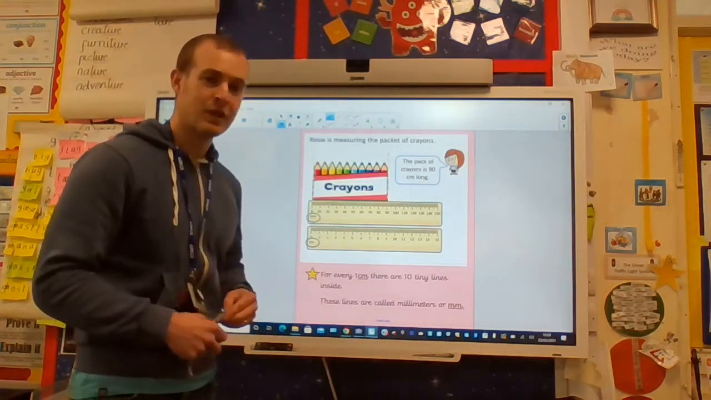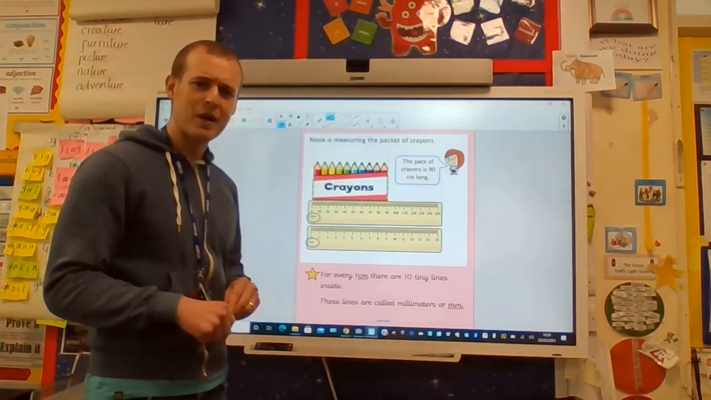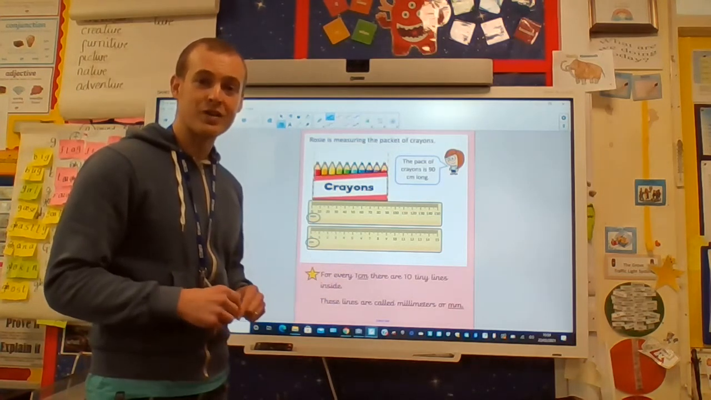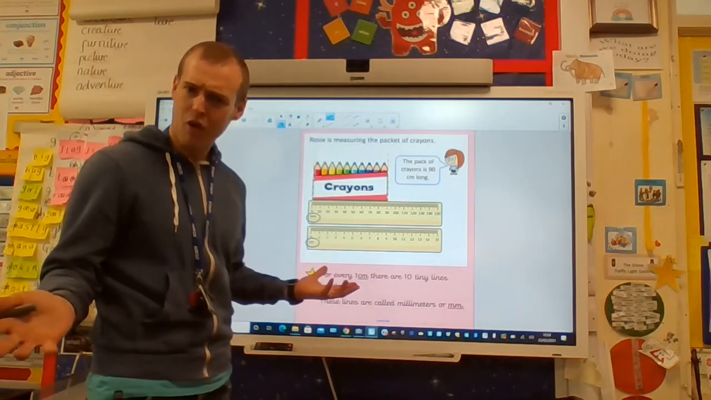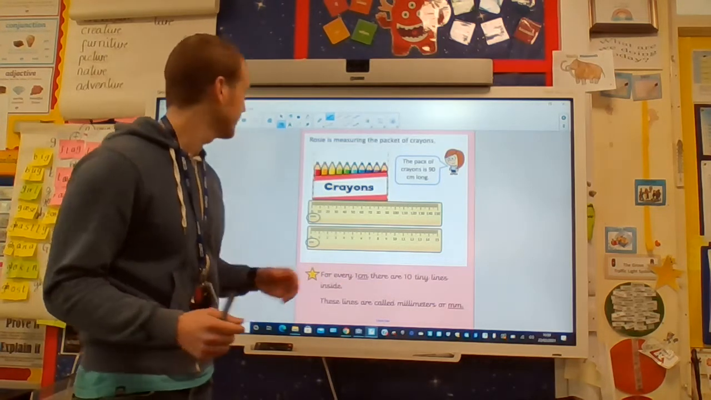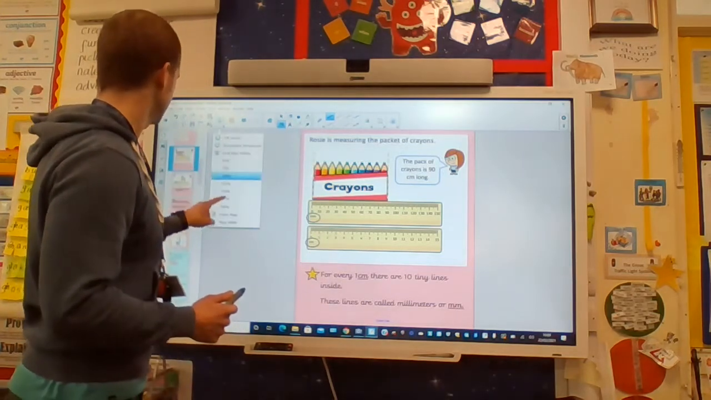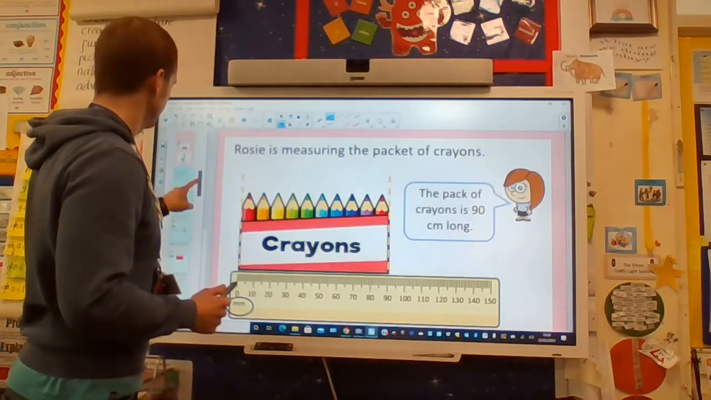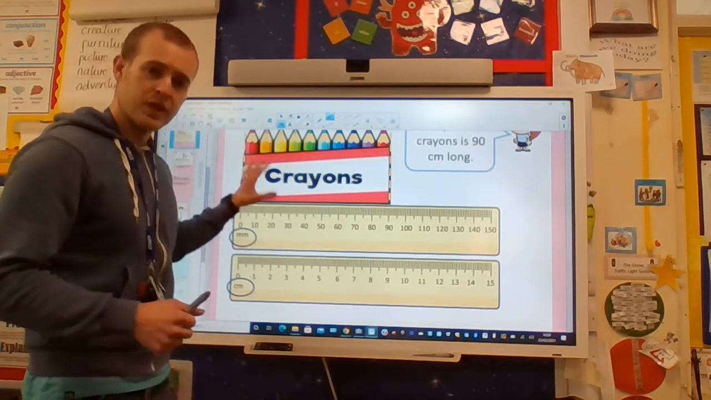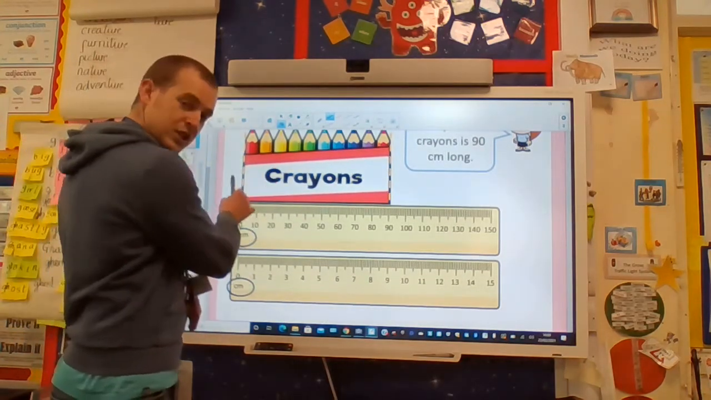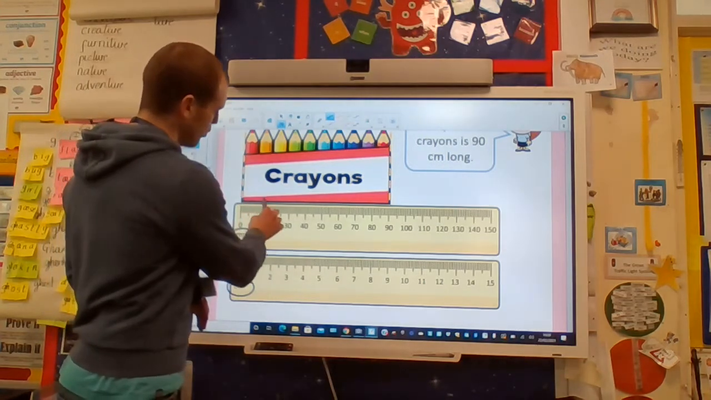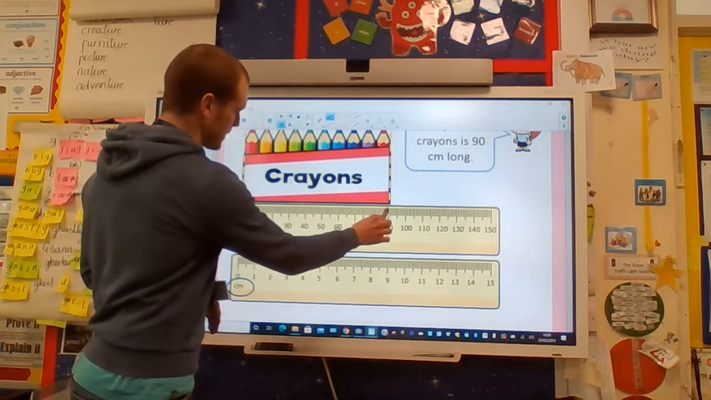Okay. Now Rosie is measuring a packet of crayons. She says the pack of crayons is 90 centimetres long. Let's have a look at the two rulers and I'll zoom in for you. Here's the pack of crayons. We can see she's started at 0, so she's followed our top tips. She's gone all the way along and she's stopped here.